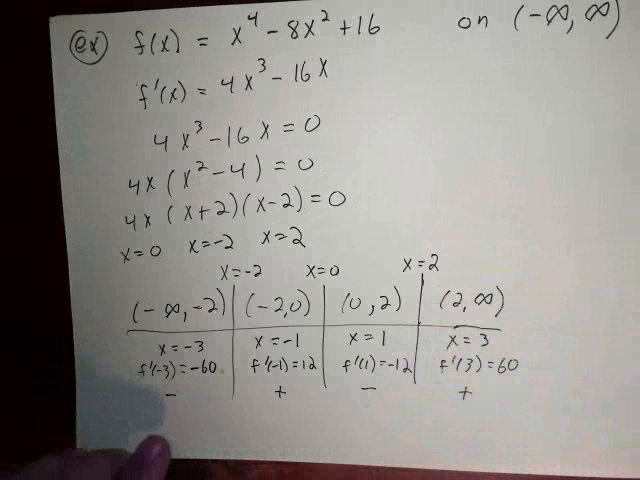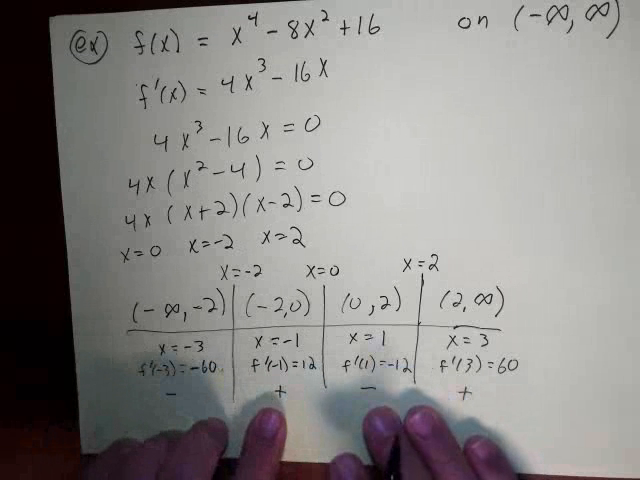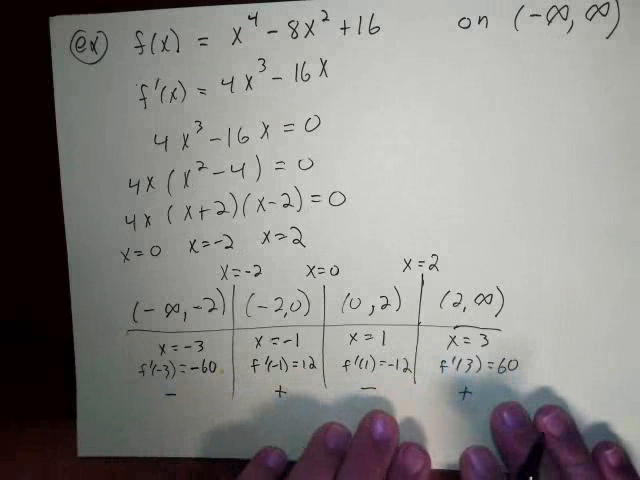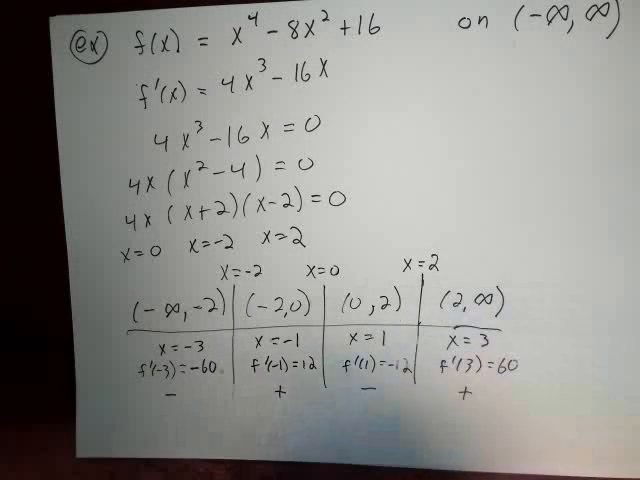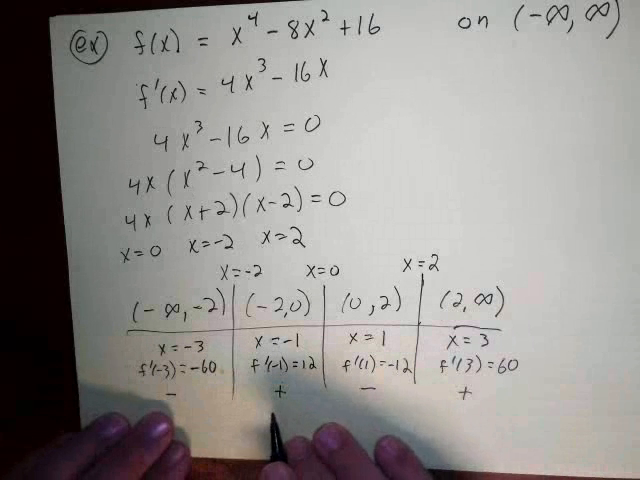So the first derivative test says if the derivative goes from negative to positive, it's a min. If it goes from positive to negative, it's a max. And if it doesn't change signs, then it would be neither. So this is going from negative to positive.